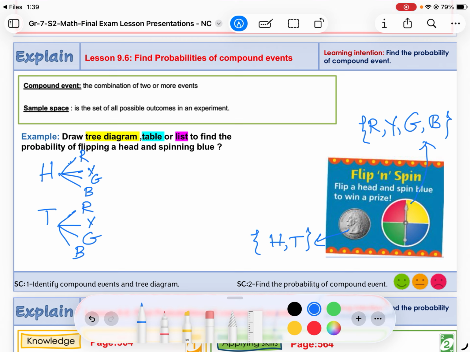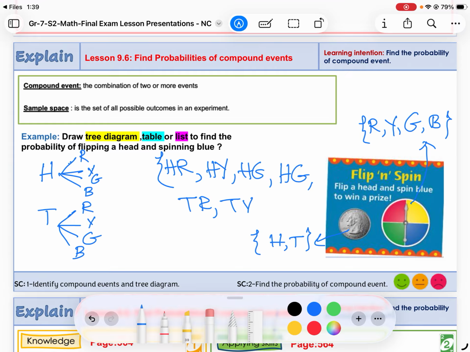Some of you may do it vertically like that. You can do head and here tail, and four options. Yeah, you can do it like that. Feel free to use any direction you want. Okay, some of you maybe will write it as a list. Actually, to be honest, the list comes from the tree. So the list that you are gonna get is HR, HY, HG, you need to list all the outcomes, HB, and then you continue. Tail with red, tail with yellow, and so on. This is the list, okay?